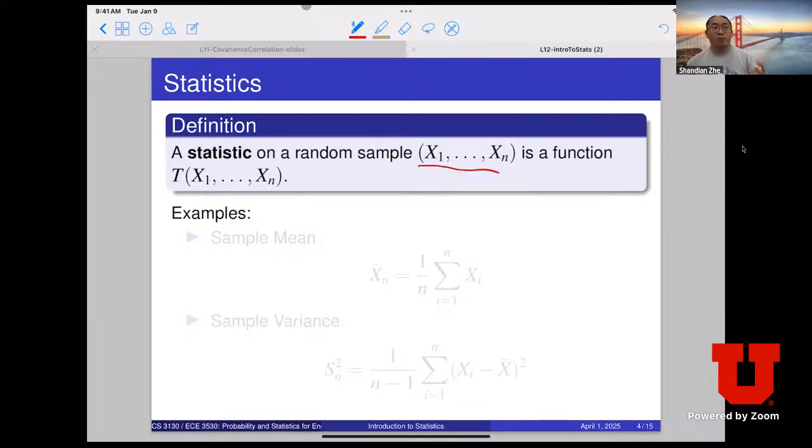If we have a random sample, which is essentially just n IID random variables, x1 through xn, then a statistic on this random sample is a function of these n random variables, say T(x1, x2, ..., xn). And this T can be arbitrary. You can define whatever function you like. As long as it is a function of these n IID random variables, you can call it a statistic.